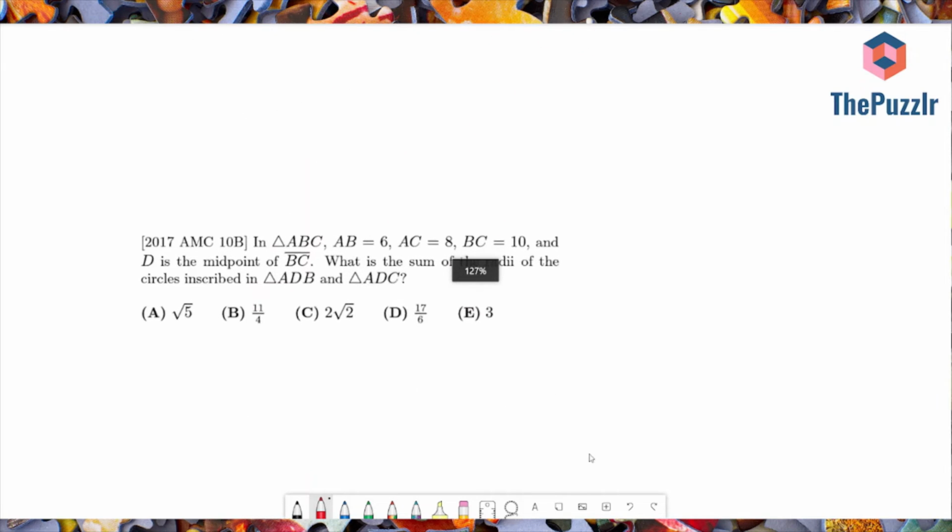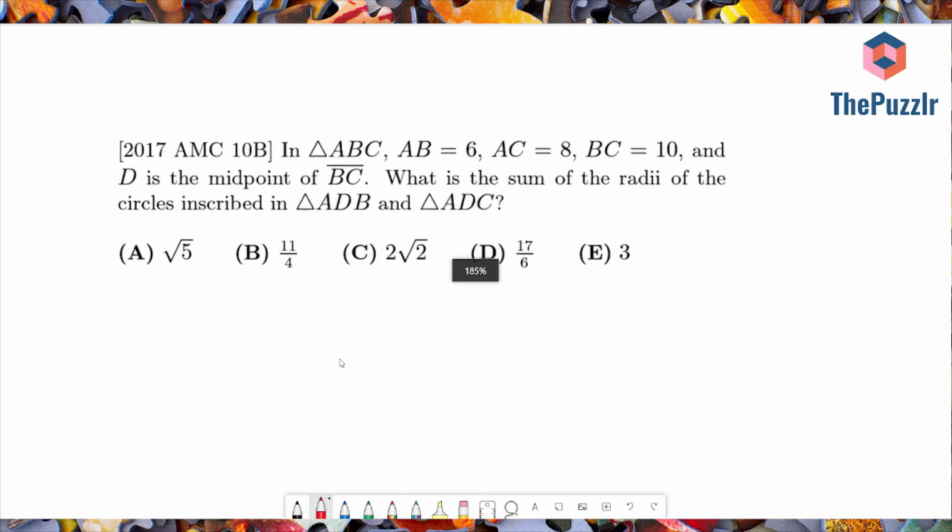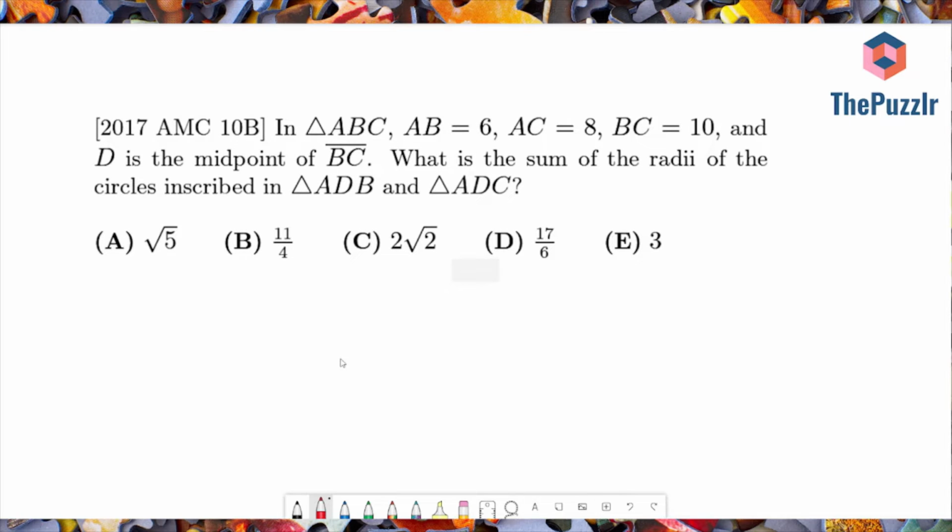Okay, we're given triangle ABC. AB equals 6, AC equals 8, BC equals 10. And right away, I noticed something. 6, 8, 10, that's a right triangle. So let me draw my diagram. They didn't tell us it's a right triangle, but by the Pythagorean theorem, we know that it has to be a right triangle.